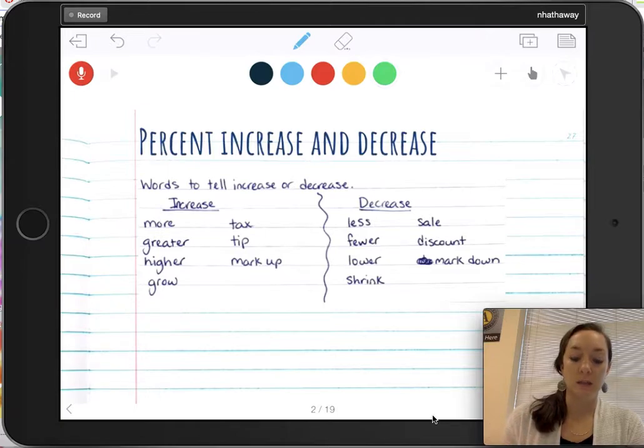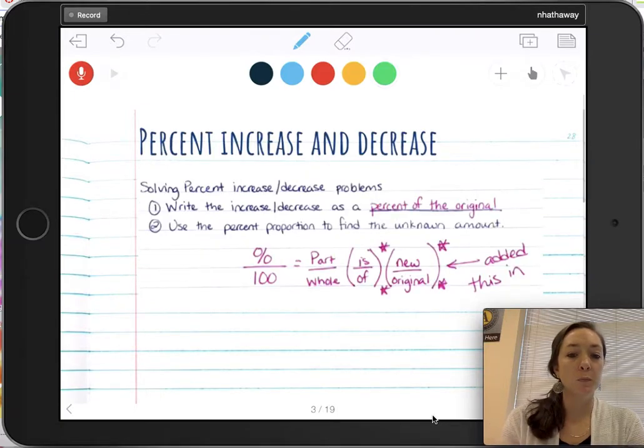And that proportion that we use is always percent over 100 equals part over whole, or is over of, or new over original. And we can solve them two ways. We can write the increase or decrease as a percent of the original, so greater or less than 100%, or we can find that part and then subtract or add based on that. And in our examples, I'm going to show you that.